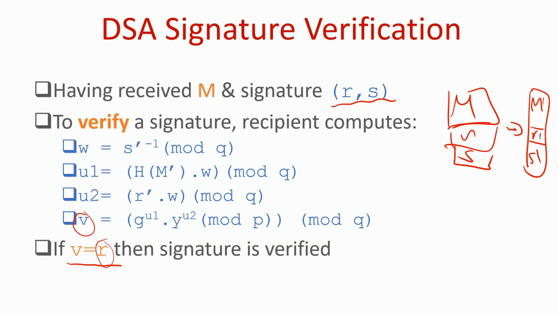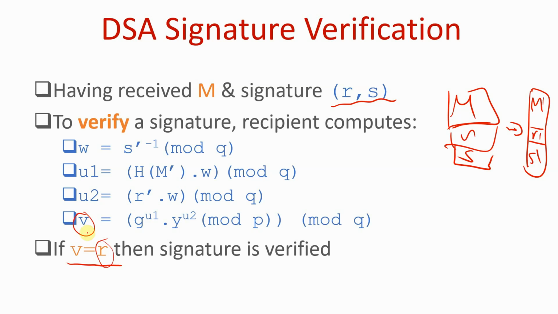There is a mathematical proof in the book. If you're interested to learn how this works, I will skip that for now. My bottom line is these are basically the calculations. If V that you calculate at the receiver matches R that has been calculated at the sender and sent with the message, then the signature is verified.